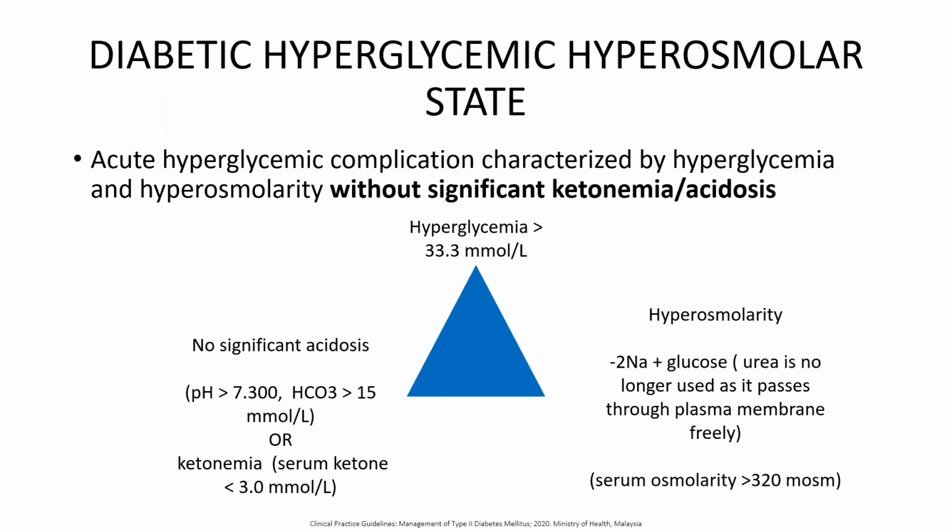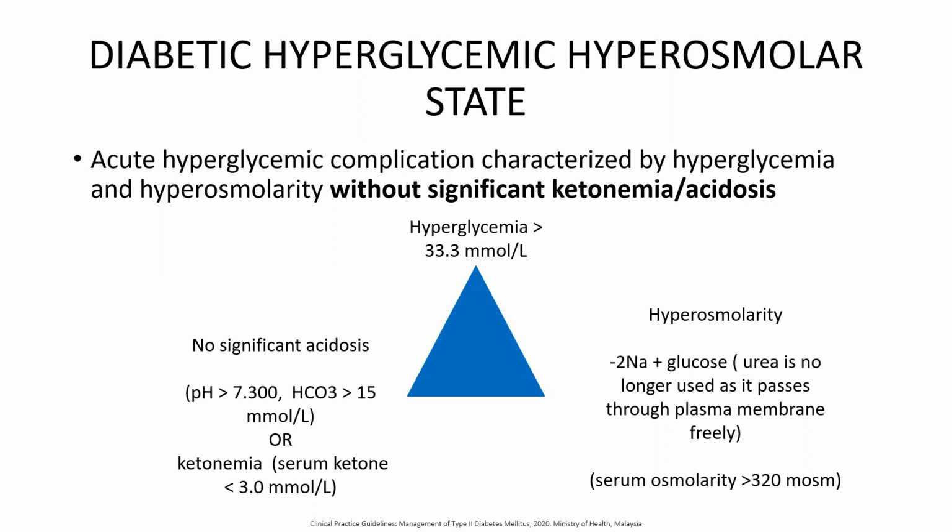We move on to HHS, okay? So what is HHS? It's an acute hyperglycemic complication characterized by hyperglycemia and hyperosmolarity without significant ketonemia and acidosis. So this is compared to DKA. DKA has very significant ketonemia or acidosis, but HHS doesn't. So the criteria for HHS, I will just repeat again: hyperglycemia, very high glucose level, hyperosmolarity, more than 320 milliosmol per liter, which is the serum osmolarity, and no significant acidosis or ketonemia.